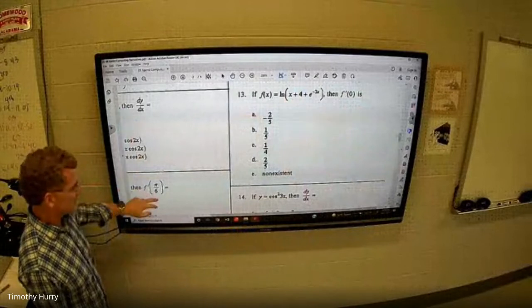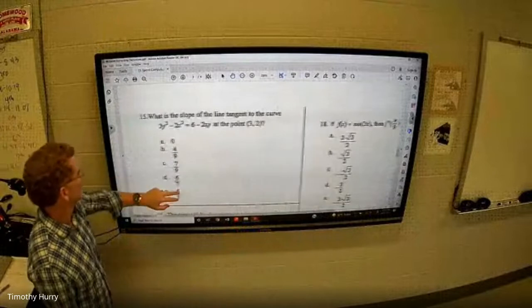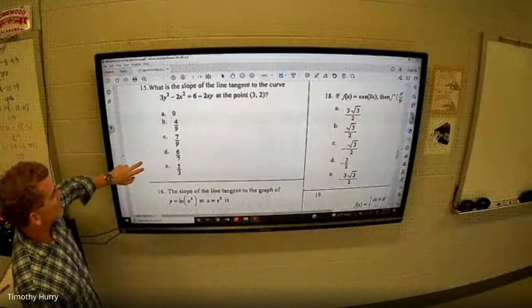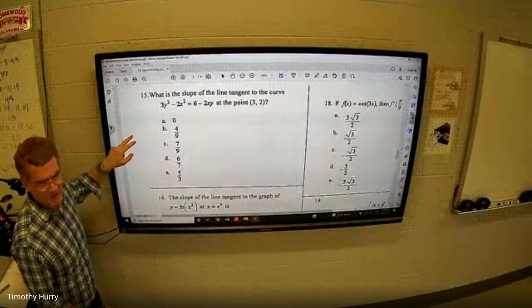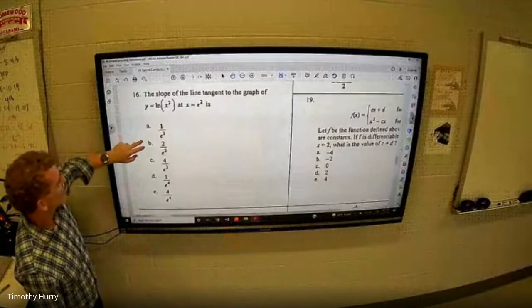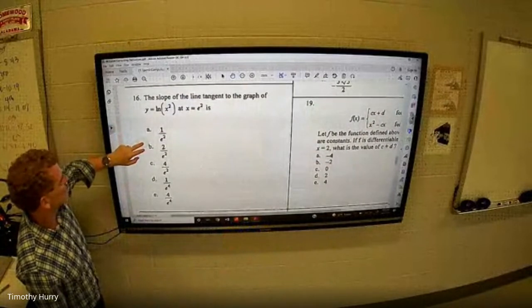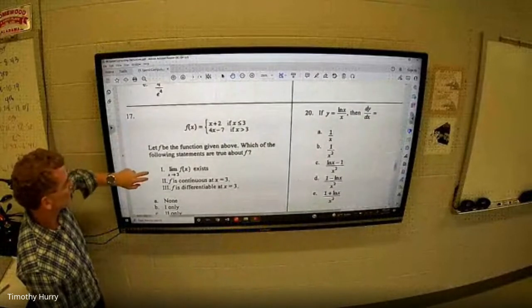All right. 14, kind of boring me. Slope of the tangent, 15. When I say implicit, don't do 15 either. That's implicit. So the 2 that I mentioned implicit about, we don't know how to do those. The slope of the line tangent to the graph of that, at x equals that. That bores me.